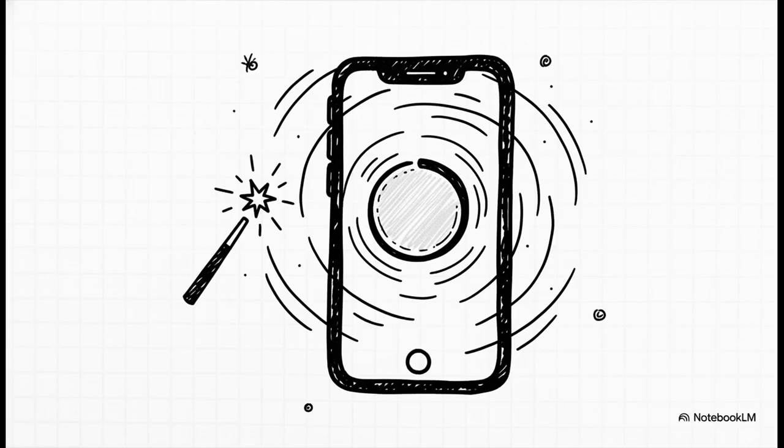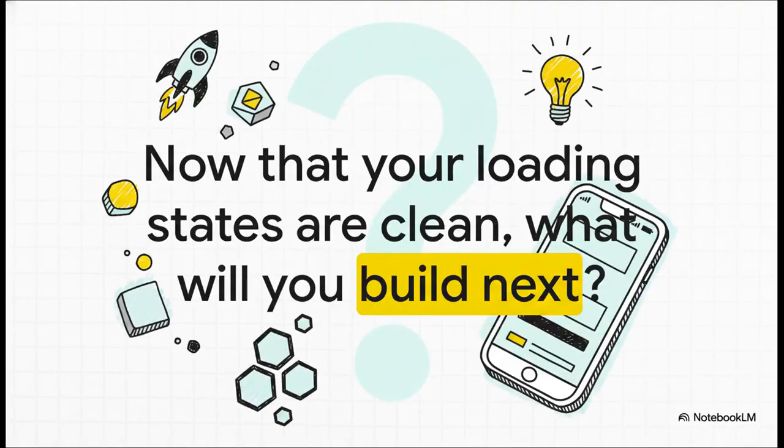But we're not quite done perfecting this. In our next explainer, we're going to take this solid foundation and add a layer of polish by bringing smooth animations to that global overlay, making those transitions feel even more seamless. So, with this pattern in your toolkit, you've solved one of the trickiest, most annoying parts of UI development. And that leaves you with one simple, exciting question. Now that your loading states are clean, what will you build next?